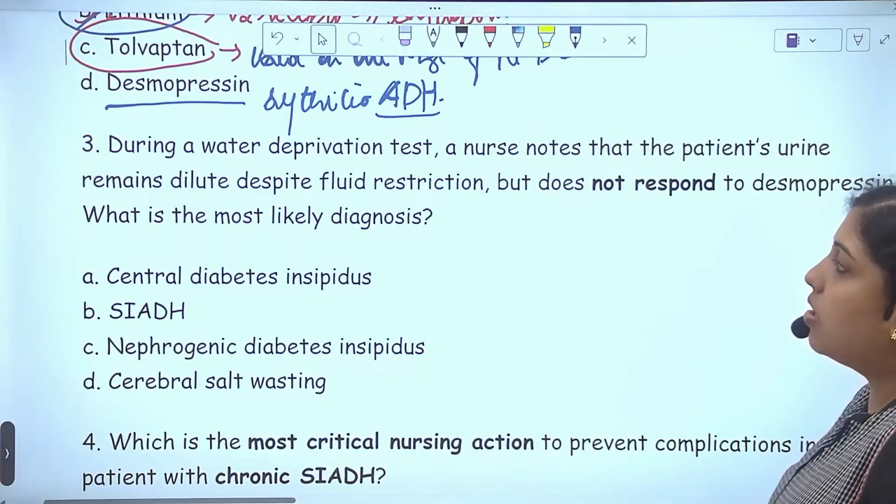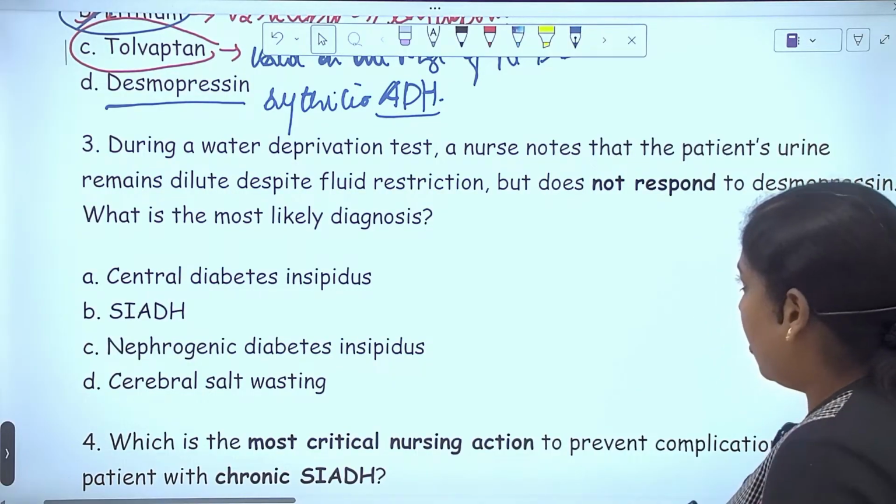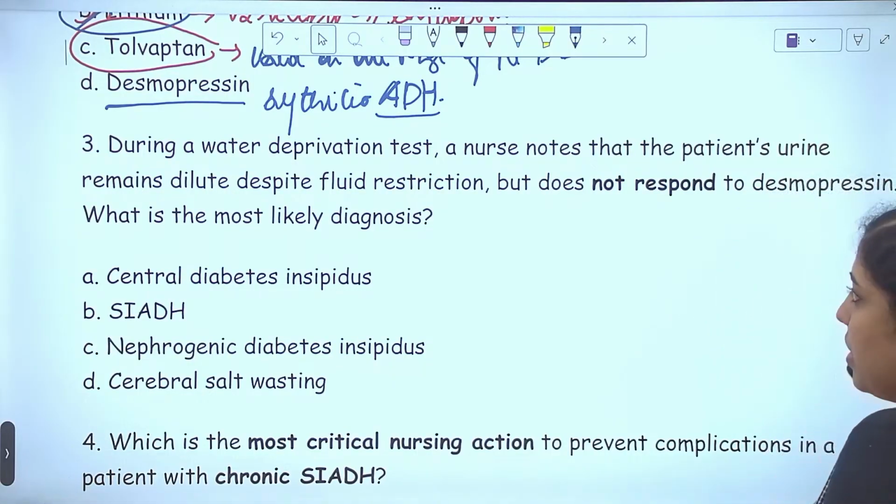During a water deprivation test, a nurse notes that the patient's urine remains dilute despite fluid restriction, but does not respond to desmopressin. What is most likely the diagnosis?